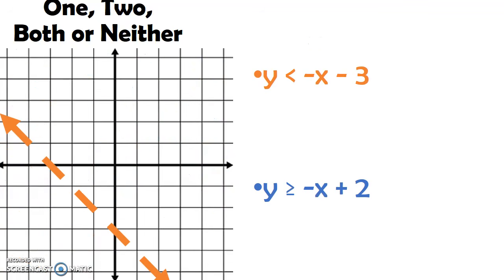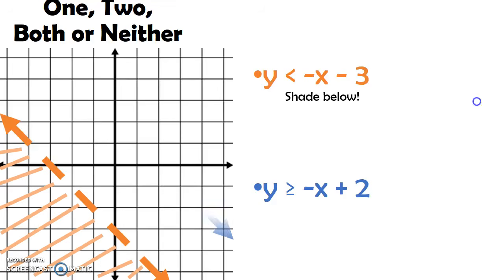So again, I'm going to graph this line: y is less than -x minus 3. And I know that less than means I'm going to shade below the line. And here's my line for y is greater than or equal to -x plus 2. Since y is greater than, I know I'm going to shade above the line.